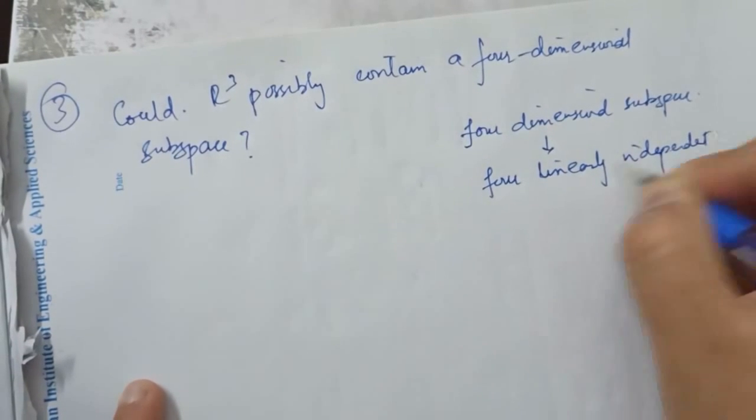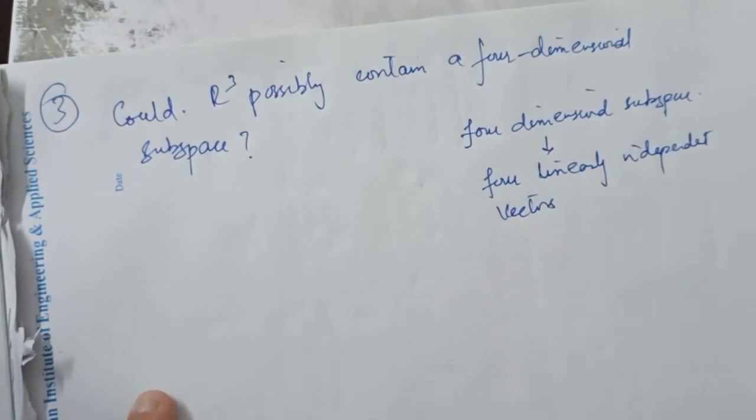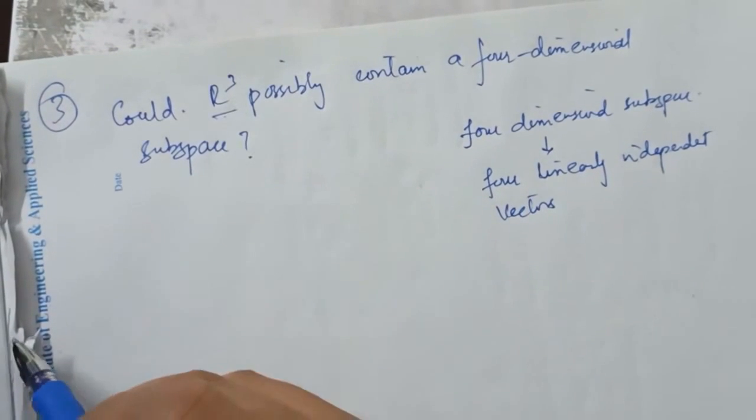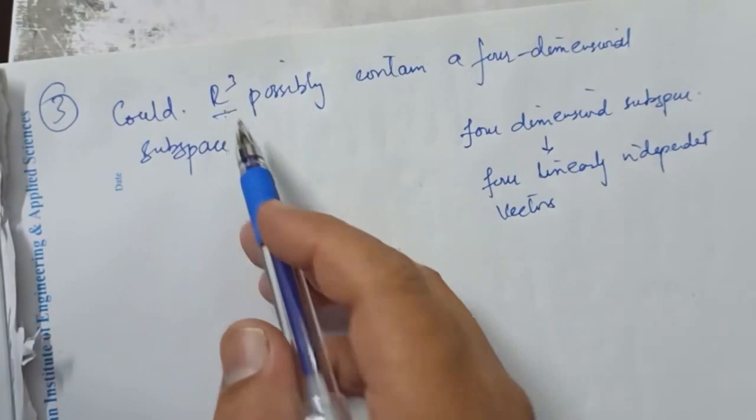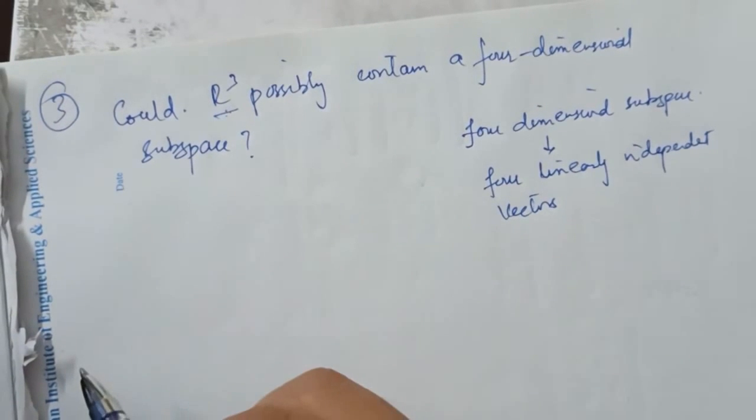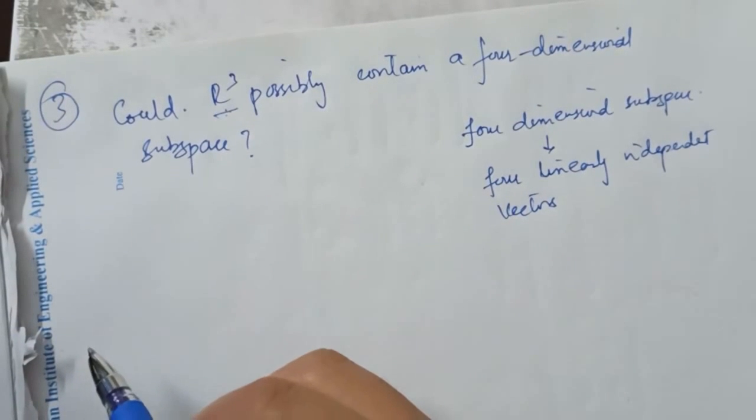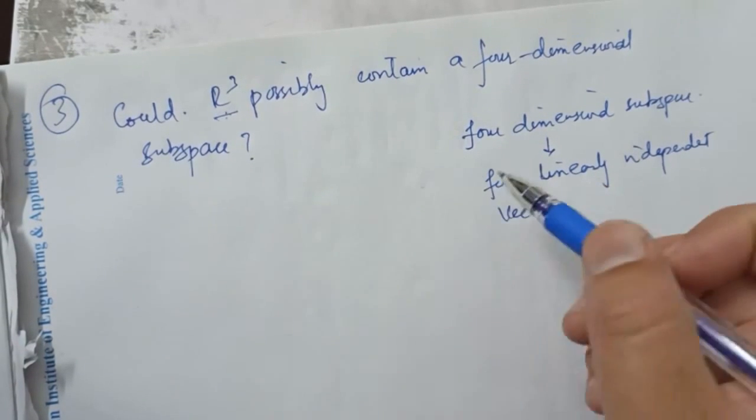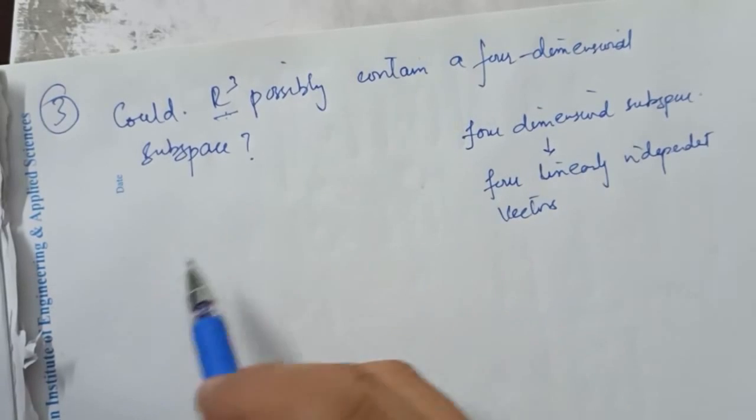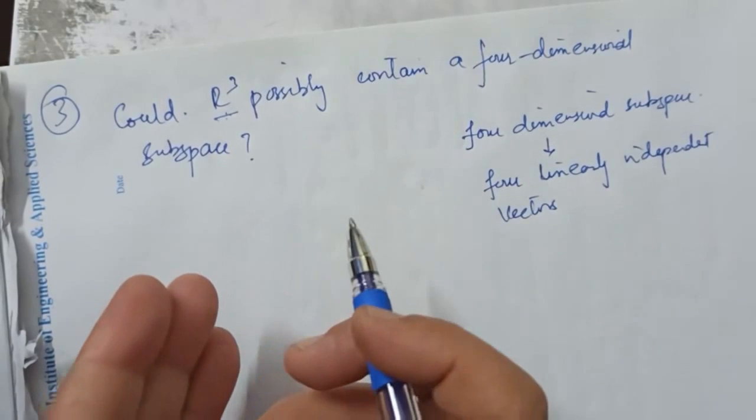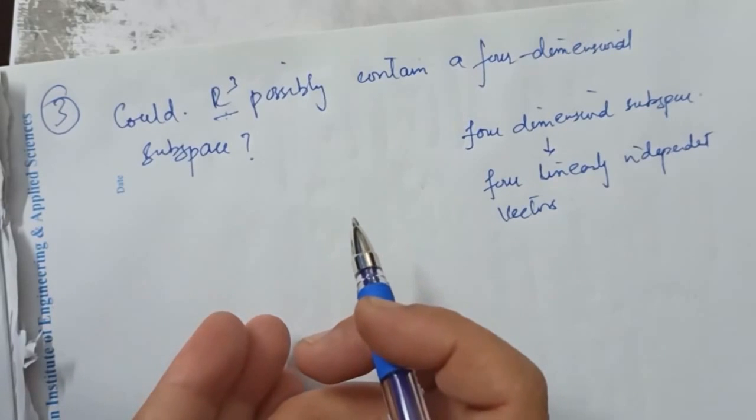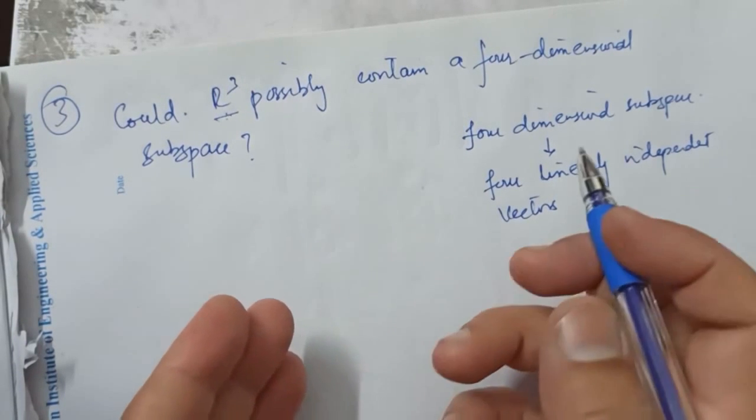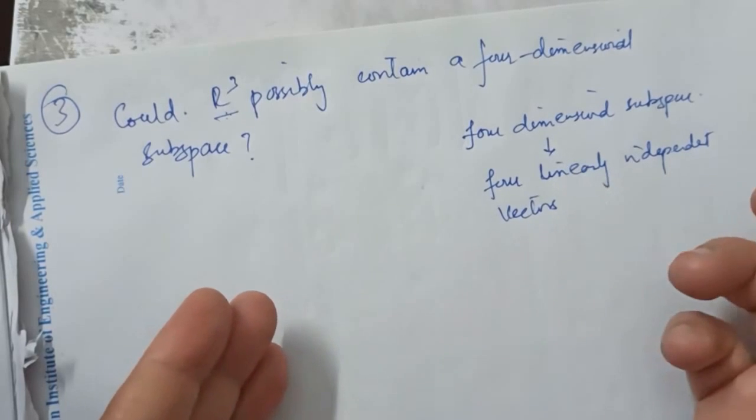Right, and actually in a three-dimensional space it is not possible to define four linearly independent vectors. If you try to fit them in, you will find that any of the four vectors can be written as a linear combination of the other three vectors, right?